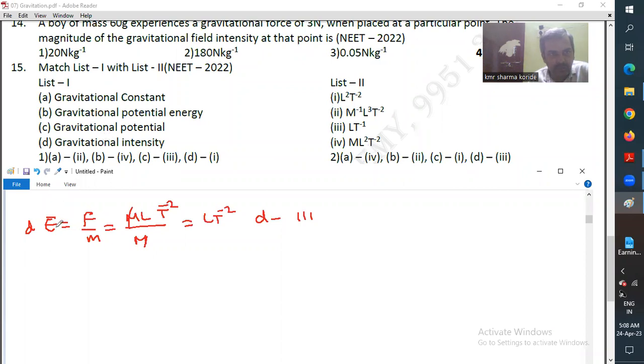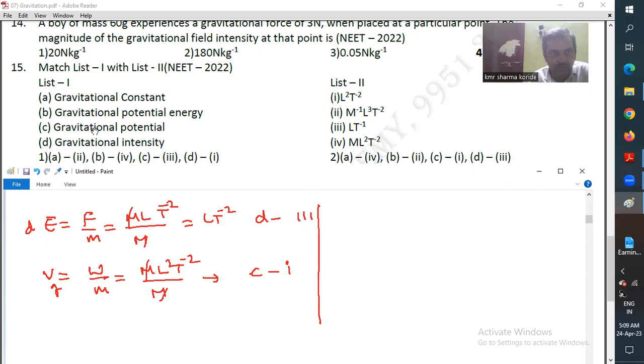Then gravitational potential. First you can get the expression, G M m by r. Gravitational potential means work done per unit mass. Work done per unit mass. So W is, as you might know, ML square T minus 2 dimensional formula, by mass. So therefore this is L square T minus 2. This is gravitational potential. So gravitational potential matches to the first term. So therefore, C for the first one.